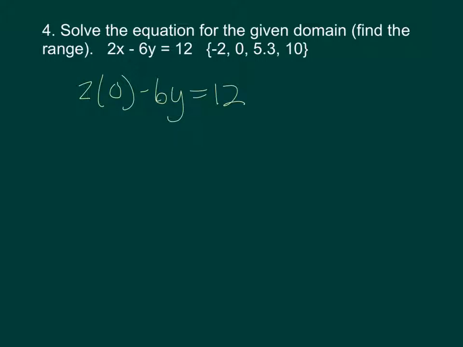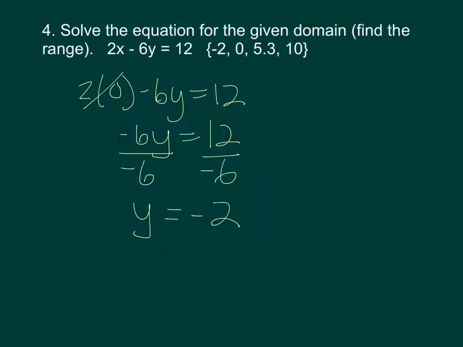2 times 0 is 0. We don't actually have to worry about that. Be careful when you're dropping this down that 6 is negative. So we get -6y equals 12. Remember, we need to undo multiplication, so we're going to divide both sides by -6. So we'll get y equals -2.